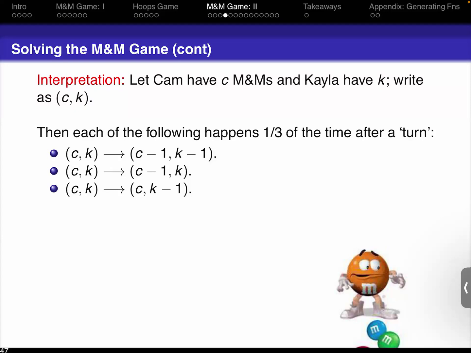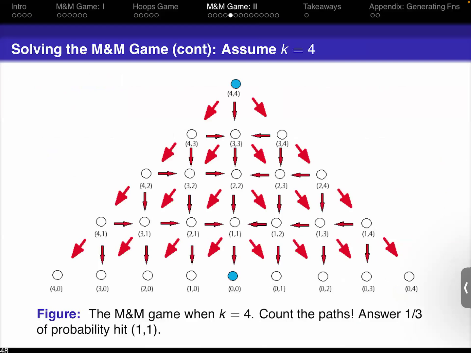All right. So each turn, one of three things happens with probability 1/3. We go from (C, K) to (C-1, K-1), or to (C-1, K), or to (C, K-1). We can represent this as a flow. So let's start off with 4 M&Ms for each, and we have to end up with 0 M&Ms for each. Why am I not doing 5 M&Ms? Because the table's already getting quite big, and I want to make sure people can see it, okay?